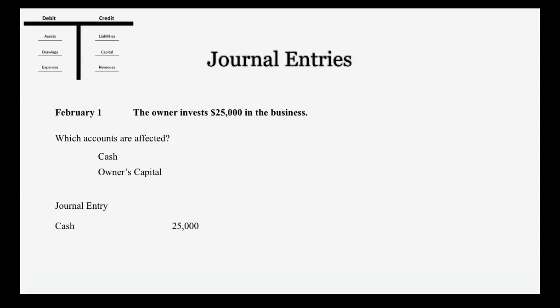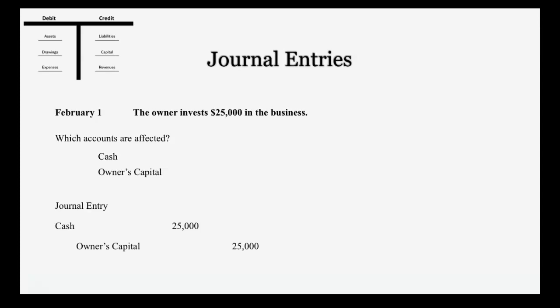Now, every single journal entry has to have at least one debit and one credit, which means that we would then know, okay, well, we're debiting cash, so that means that we must credit owner's capital. But let's think about why. So owner's capital is what the owner has in the business, right? So if they invested money in the business, that means that their capital has to increase. And we can see on that chart in the upper left, the capital increases with a credit. So we will credit owner's capital.